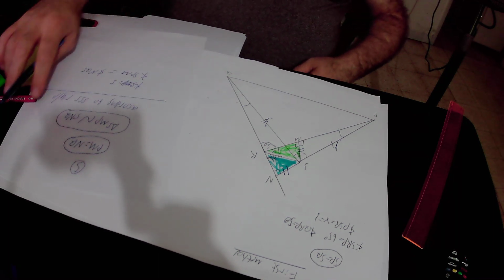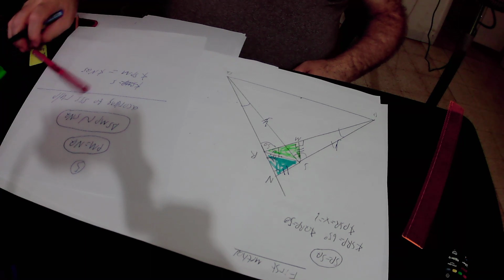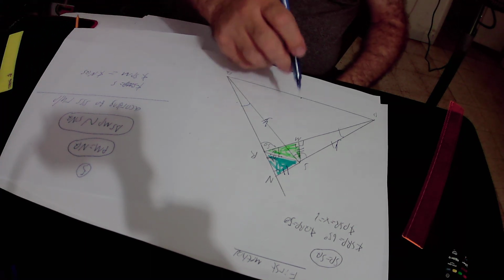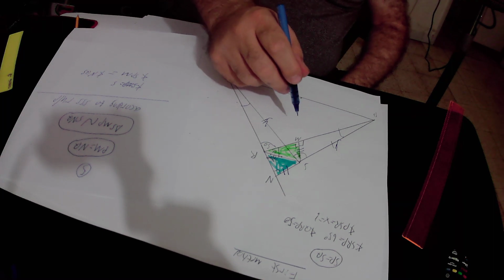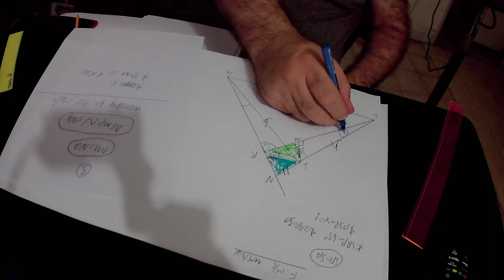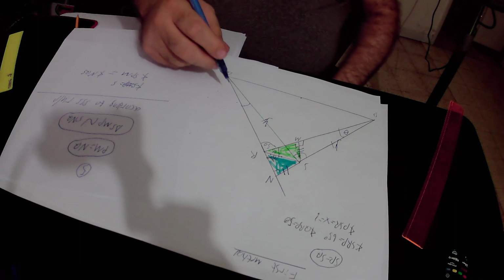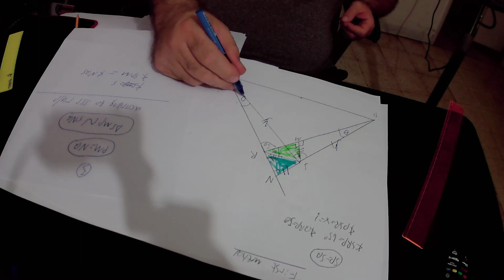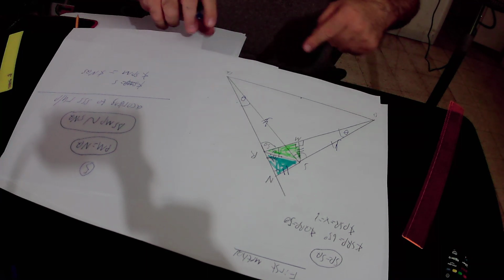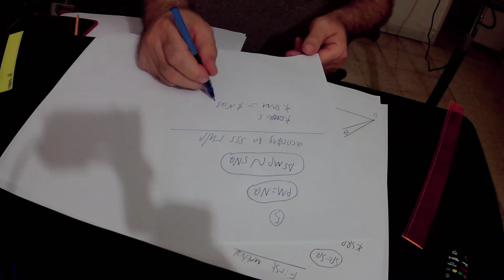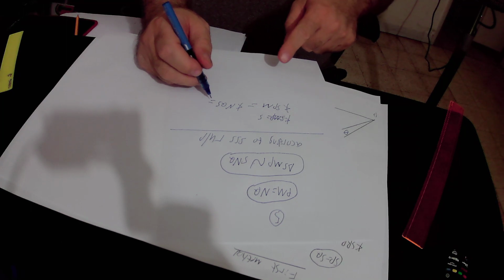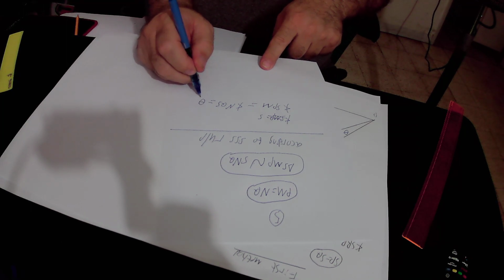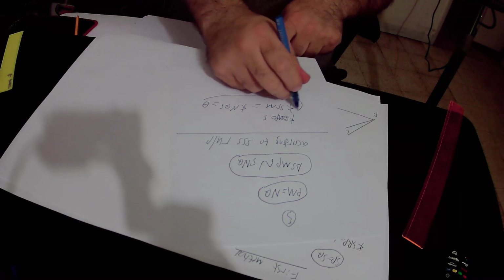And if we define angle SPM as theta, then angle SQN will also be equal to theta, because those two angles are equal to each other. So we found out that angle SPM equals angle NQS, and both angles are equal to theta. Okay?